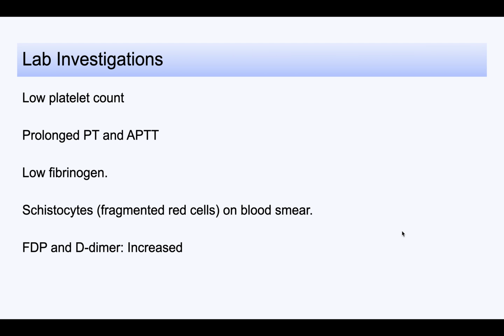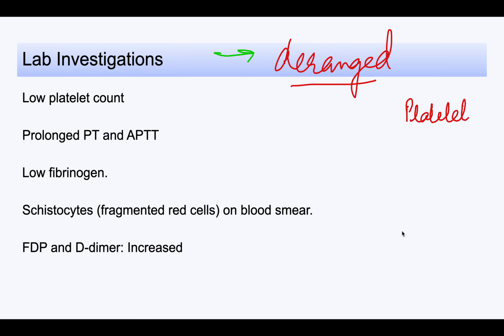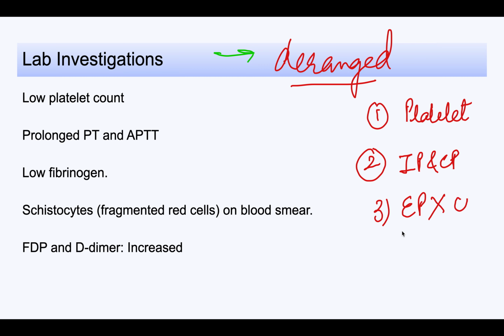So, lab investigation. Now if you remember lab investigation, do keep in mind that everything is deranged. When we were studying, there are a few tests in coagulation which test platelet function. Then you have a few tests which check your intrinsic pathway and common pathway. Then there are a few tests which check your extrinsic pathway and common pathway. So these are all tests which are done for coagulation disorders.